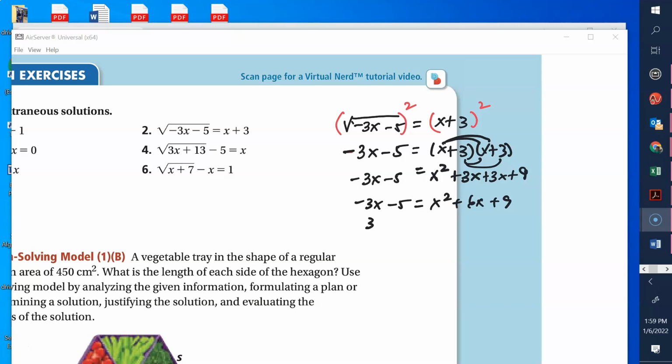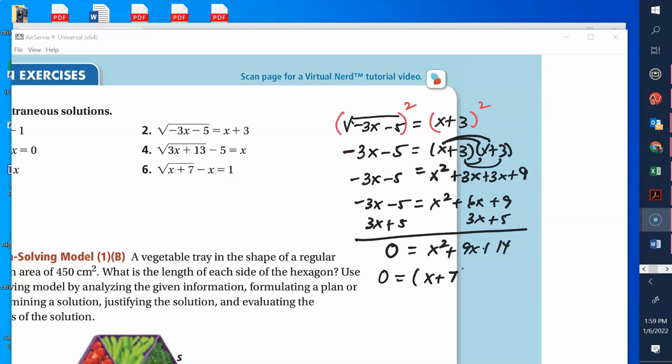Then you add 3x plus 5. On the left side you have 0. So you have x squared plus 9x plus 14. You're going to solve the quadratic by factoring. What are the factors of x squared plus 9x plus 14? x plus what? 7. x plus what? 2. Did you get that?